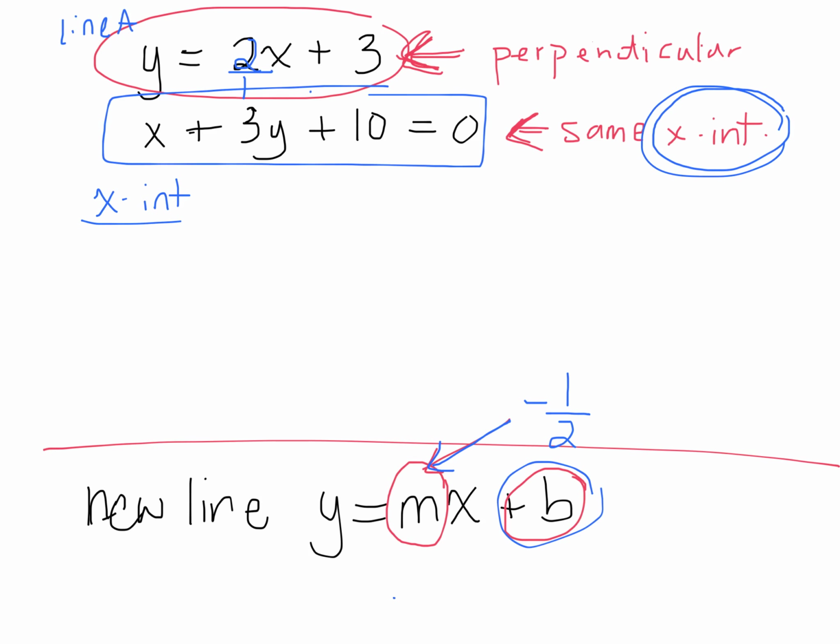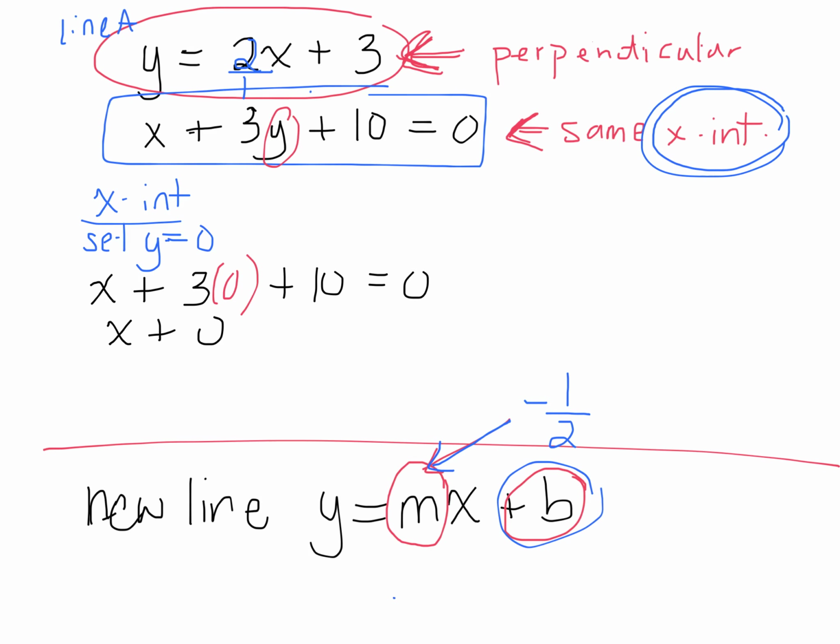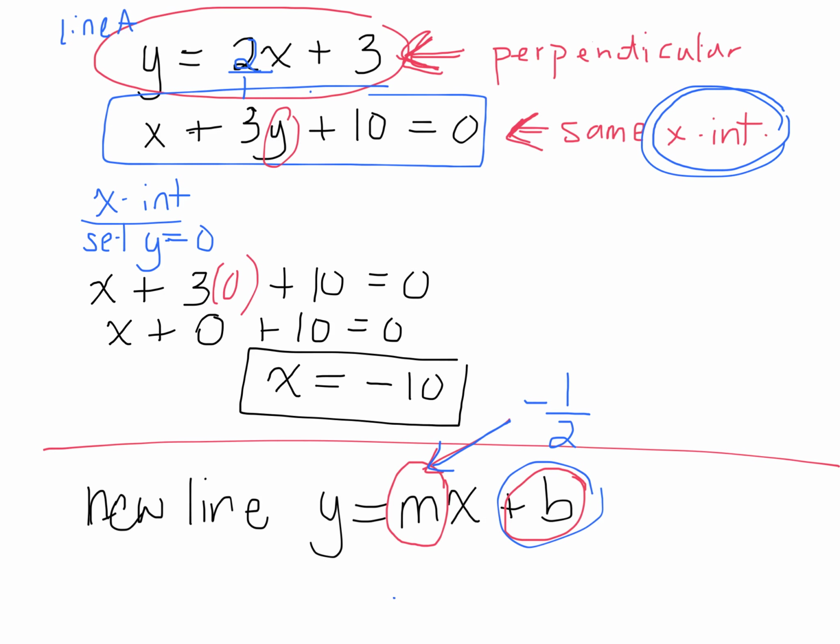Well, it has the same x-intercept as this line, so let's figure out what is the x-intercept of that line. How do you find an x-intercept? We set what equal to 0? Okay, so we're going to replace y with the number 0 to figure out what is the x-intercept. That's the first step. Okay, so x plus 3 times 0. What's 3 times 0? 0. Plus 10. So what is x equal to? Negative 10. Good. So the x-intercept of this line is negative 10. That means the point is negative 10, 0, right?